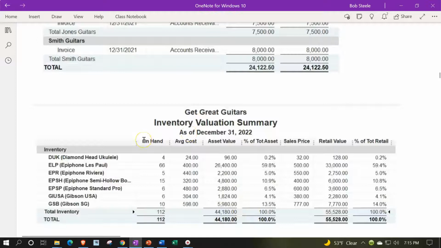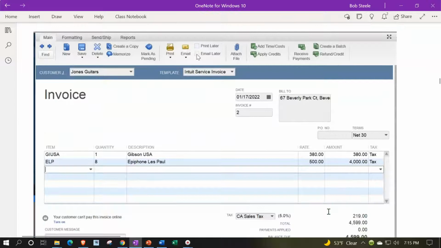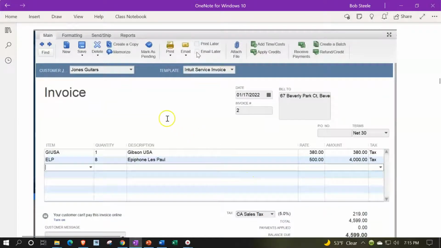Here's the inventory valuation summary, a subledger type of report supporting the inventory amount on the balance sheet or the trial balance, breaking out the inventory items, the amount on hand, and the price. This amount, $44,180, should be what would be found on the trial balance or the balance sheet. And then we've got the sales price over here, which is what would be populated on the invoice for the sales item. Making another invoice, this time for Jones Guitars.